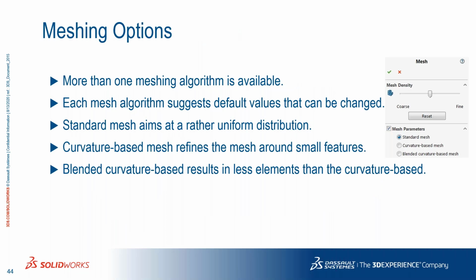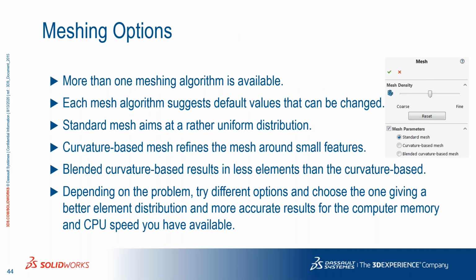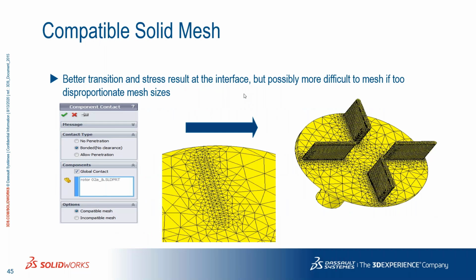So meshing, as I said, we have three types of meshing available there. We have the standard mesh, we have a curvature-based mesh, and a blended curvature-based mesh. This will help you to completely capture the shape of your components. Those are broadly divided into two types: compatible and incompatible meshing.